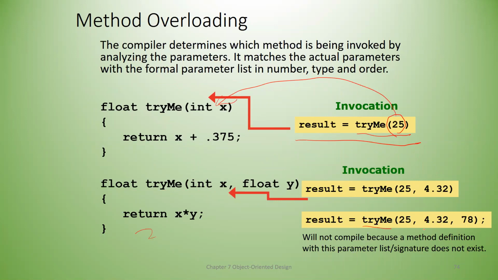However, if you do something like this, it will look at it. Oh, you have 3 parameters. It doesn't match this one. It doesn't match this one. No, it won't work. I don't have a definition that accepts 3 parameters. So this will not compile. Okay, that's called method overloading. Any questions, everybody?